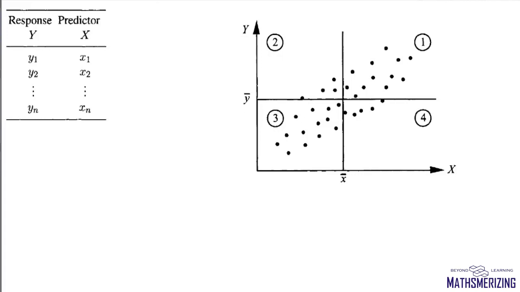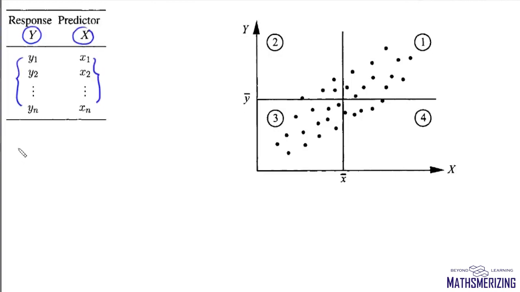Today we'll study the relationship between the coefficient of correlation and regression coefficients for simple linear regression using the least square method, and we'll prove this result. Now suppose we have a data set of n observations and we have two variables, response variable y and predictor variable x.